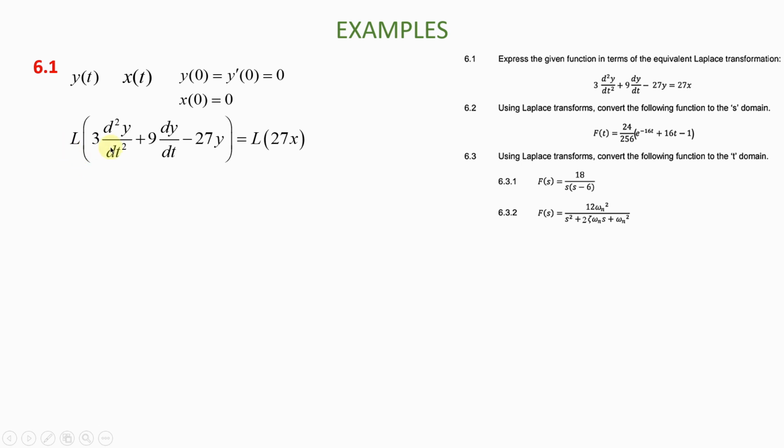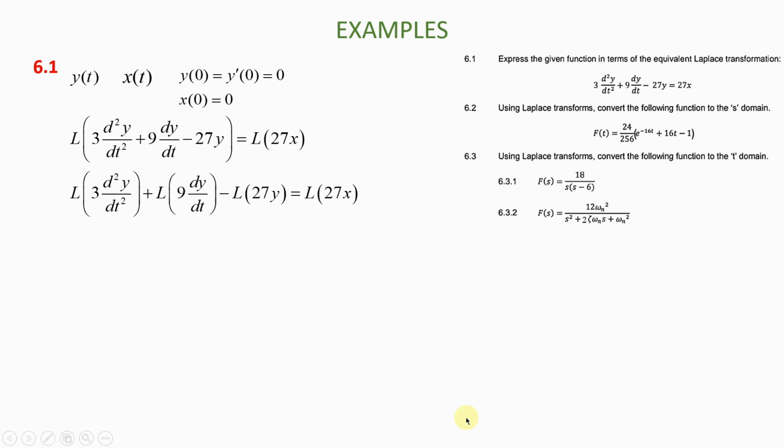And now, once we have it like that, what you need to know is that the Laplace transform of a sum is equal to the sum of Laplace transforms. So what I mean by that is that this can be rewritten like this. The Laplace transform of this whole thing is equal to the Laplace transform of that plus the Laplace transform of that and so on. So we write it like that. Here we have a negative sign because it's minus 27y. So it will be minus the Laplace transform of 27y. And all of that must be equal to the Laplace transform of 27x.